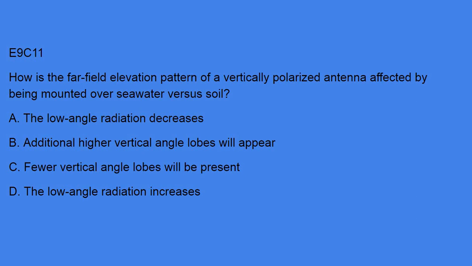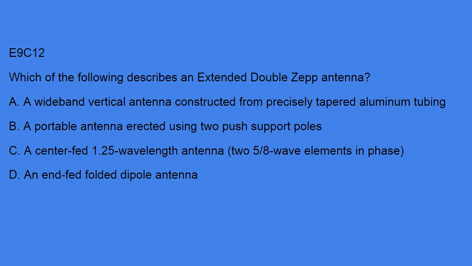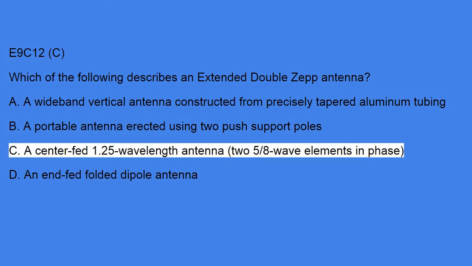E9C11, how is the far field elevation pattern of a vertically polarized antenna affected by being mounted over seawater versus soil? The low angle radiation increases. E9C12, which of the following describes an extended double ZEP antenna? And that is a center-fed 1.25 wavelength antenna, or two 5/8 wave elements in phase.